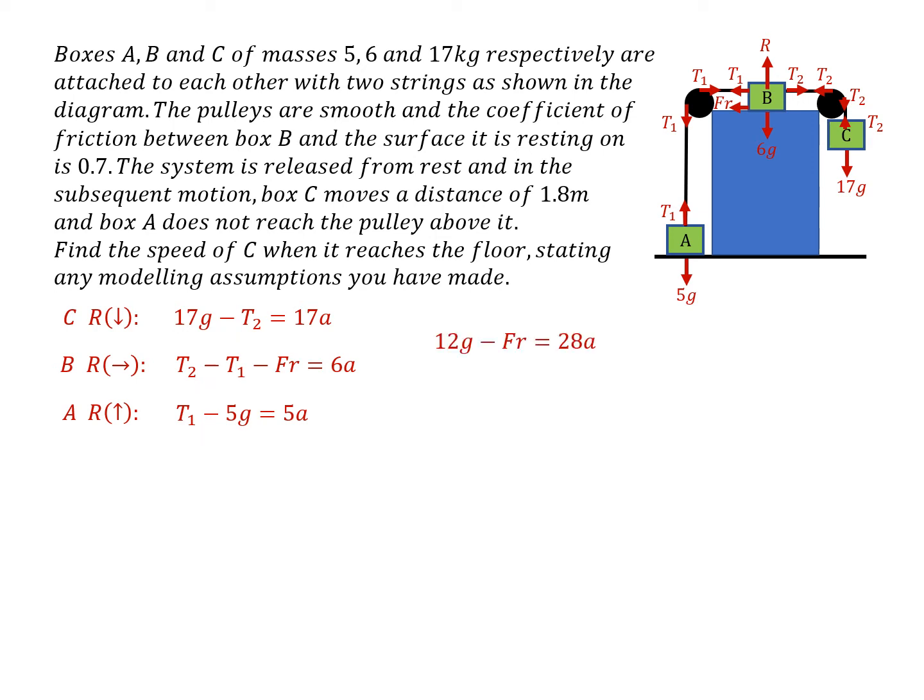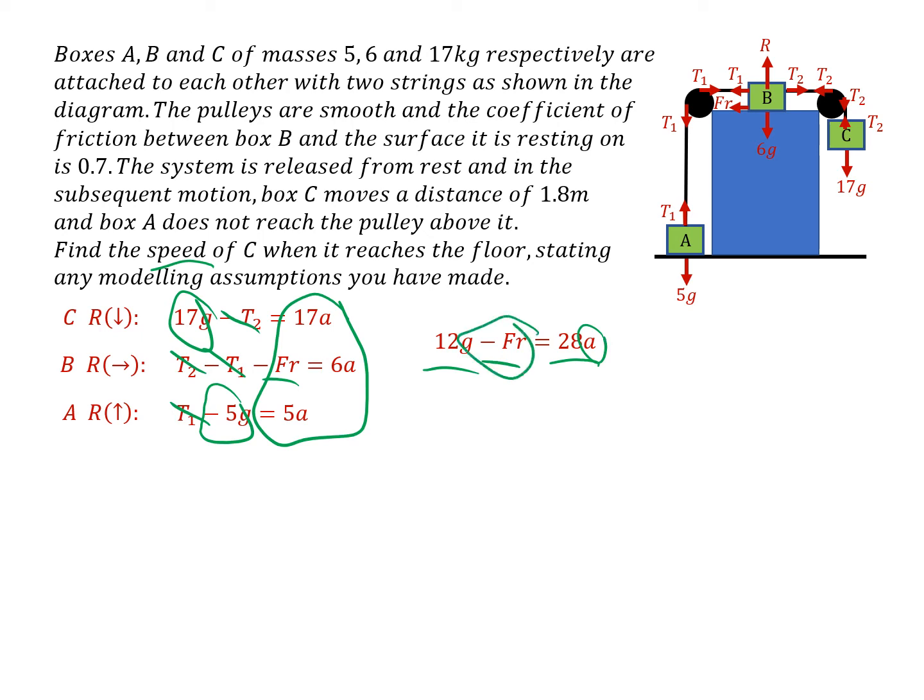And when I do that, I get 17g minus 5g gives me the 12g. These cancel, leaving minus friction, and then adding these together gives me 28a. So in order to find the speed, I'm going to need the acceleration here. So it's going to be helpful for me to find the friction.